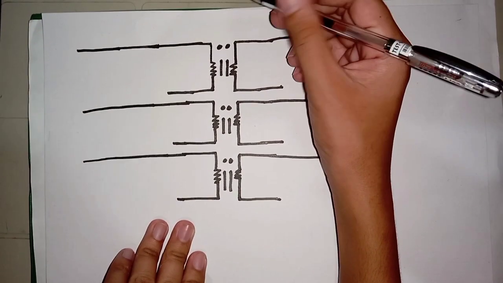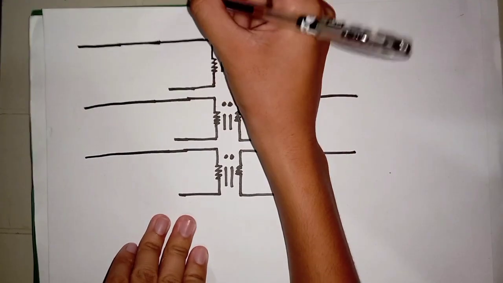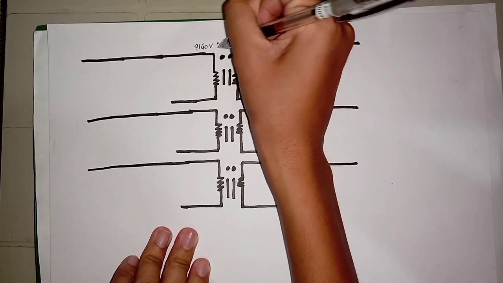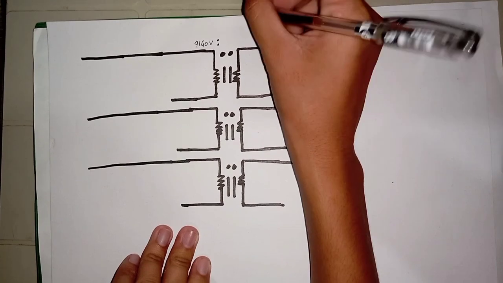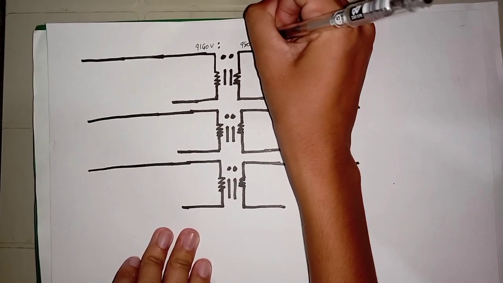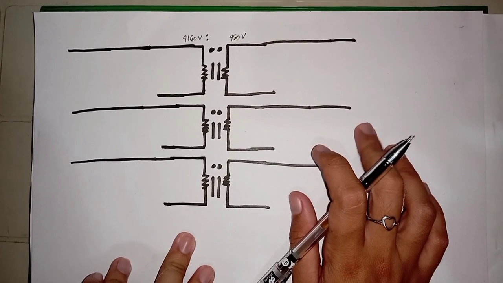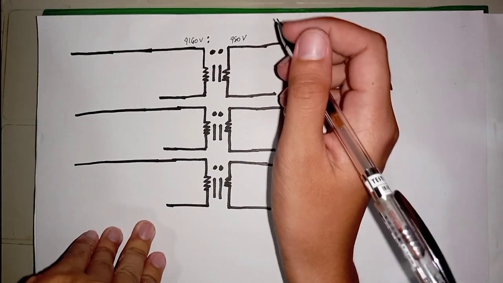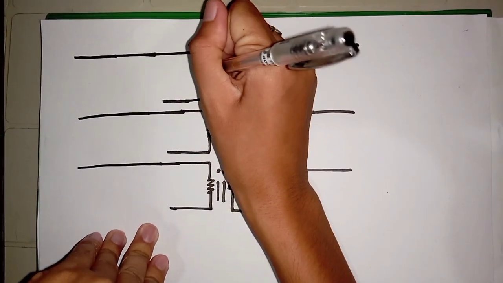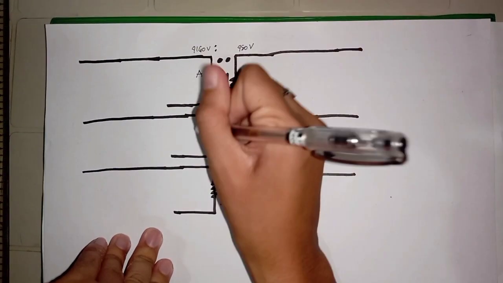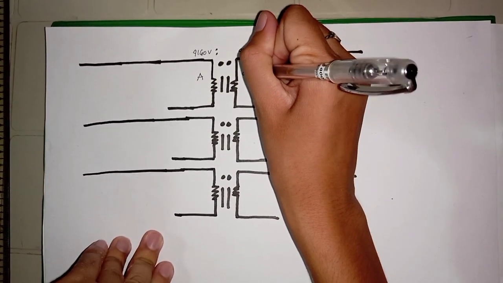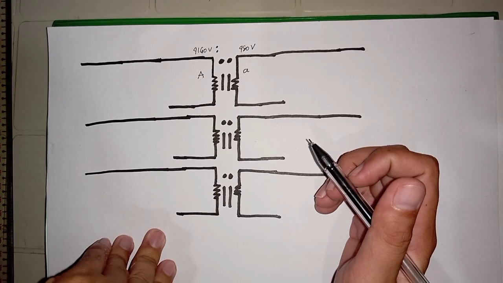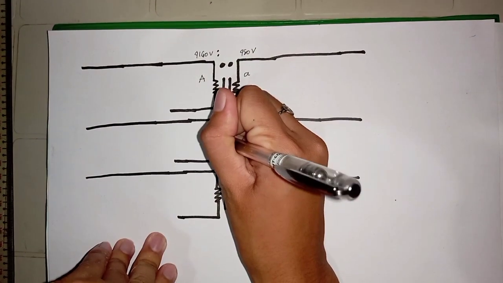And lastly, we assume that the primary line-to-line voltage is 4160 volts, while the secondary line-to-line voltage is 480 volts. So we assign the capital letters to the primary winding and the lowercase to the secondary winding. To make the three-phase transformer, we simply add winding B and C.